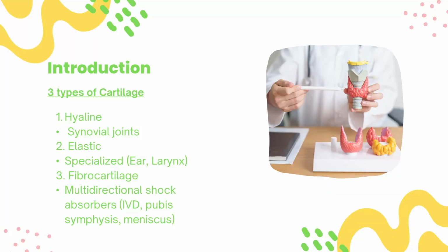we're going to talk about the 3 different types of cartilage. We have hyaline cartilage, which we as physical therapists are going to be working with the most. The hyaline cartilage is the cartilage that is within the synovial joints, such as the knee, the shoulder, and the hip. Then we have the elastic cartilage, which is more of the specialized cartilage within our ear and within our larynx or voice box. And then we have fibrocartilage, which we also work with as therapists because this involves our intervertebral disc, our pubic symphysis, and then our menisci as well.